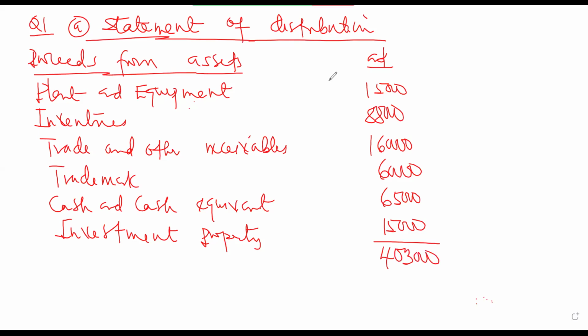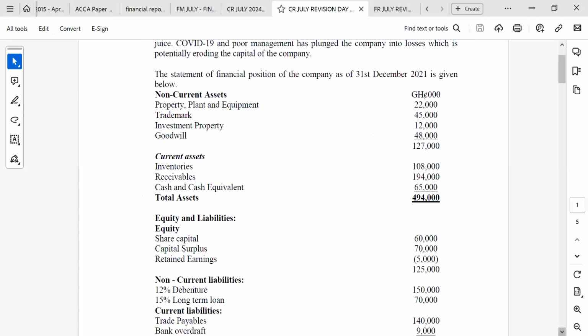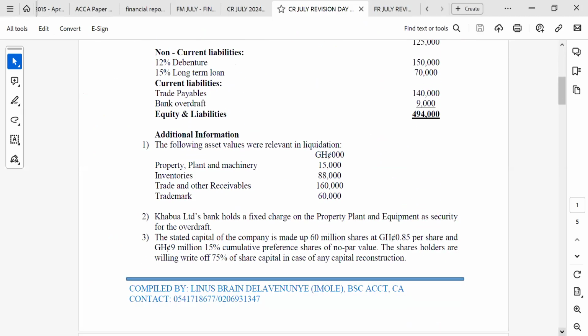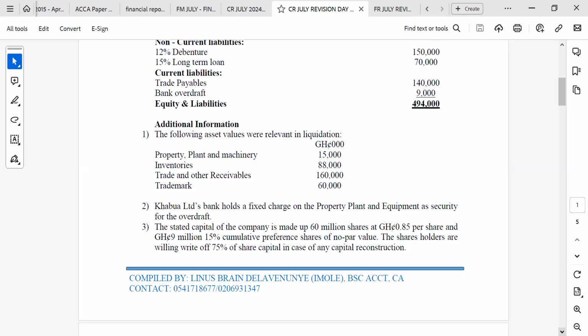So what do we do? We now distribute, isn't it? Okay. So the distribution, the first distribution will be given on what? The secured, with fixed charge. Okay. So a loan that is secured on a particular asset.